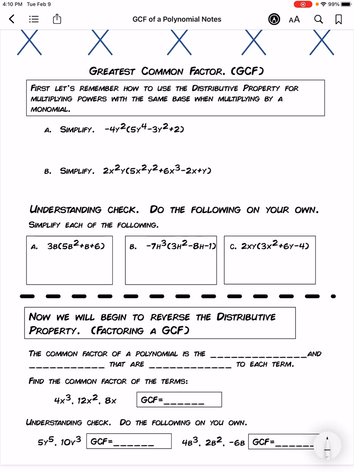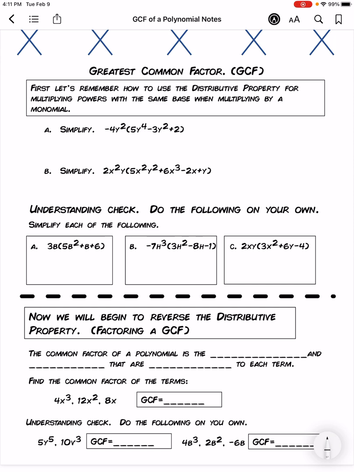This is something that you did back in 6th grade. Obviously now we're going to apply it in a different way using variables, numbers, and exponents, but the process or the concept remains the same. But in order to look at factoring, we kind of have to also look at how the distributive property works to make the polynomial in the first place.